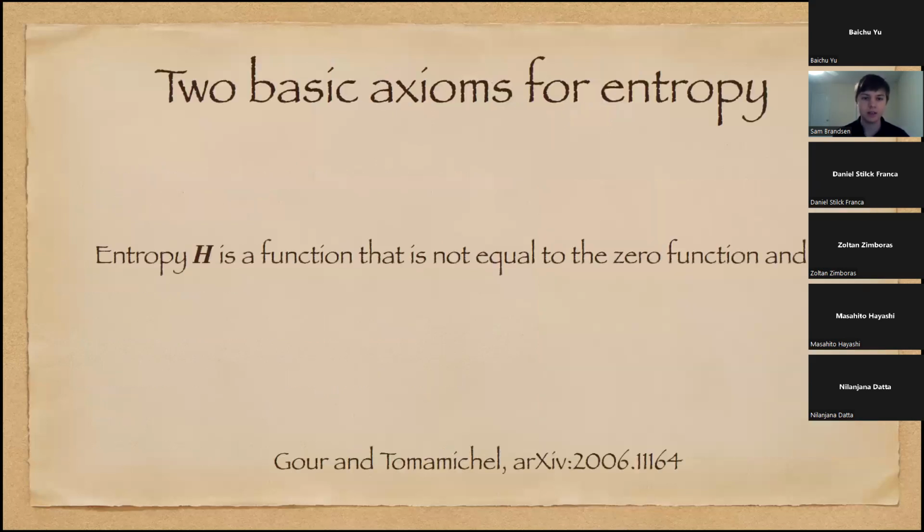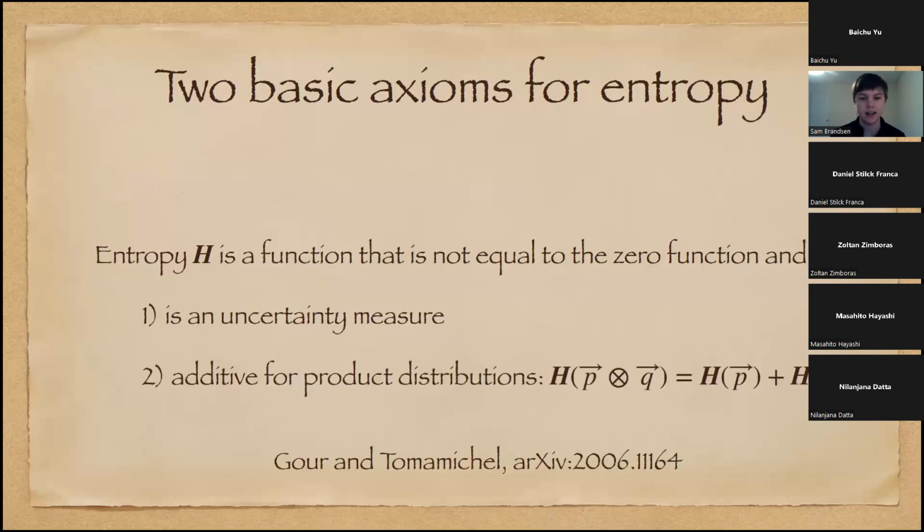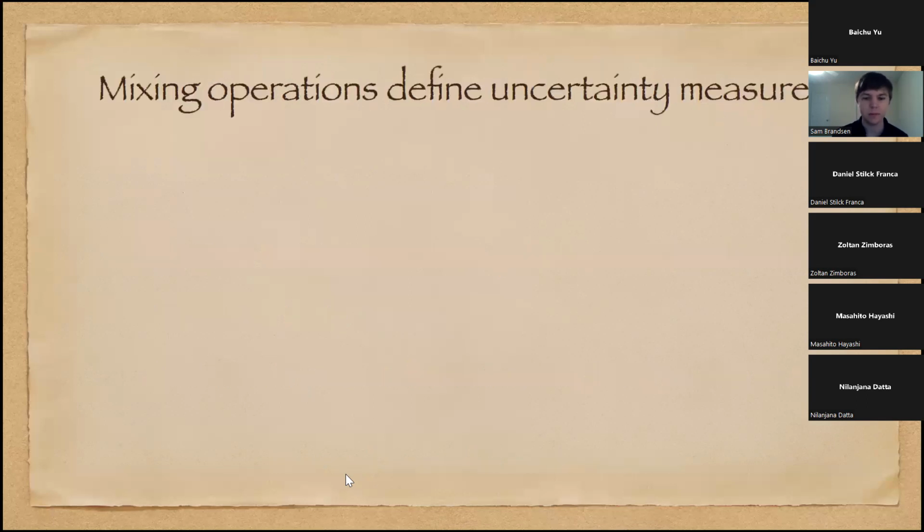Now we can begin with 2 basic axioms for entropy. An entropy function h is a function that's not equal to the 0 function, because otherwise we could have a trivial function. It's an uncertainty measure, which we'll define more in the next slide. And it's also additive for product distributions. The product distribution corresponds to the case of 2 independent variables, so this is just the additivity of independent results. The reference for this is a work by Gour and Tom Miefel.